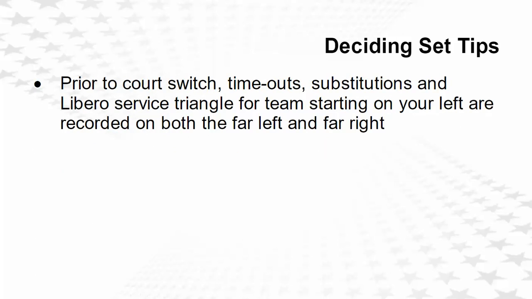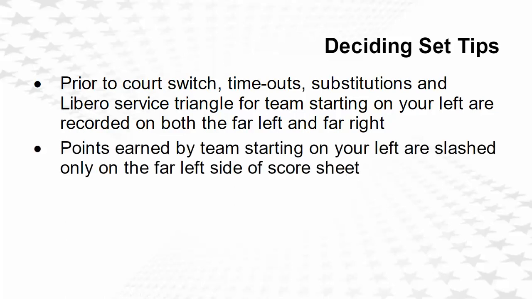Prior to the court switch, all timeouts and substitutions for the team starting on your left will be recorded on both the far left and far right sections. And if the libero for the team starting on your left serves before the court switch, place the triangle around the Roman numeral in both the far left and far right service order sections. Prior to the court switch, any points that are earned by the team starting on the left, except for the last point before the switch, will be slashed only in the points column on the far left of the sheet.